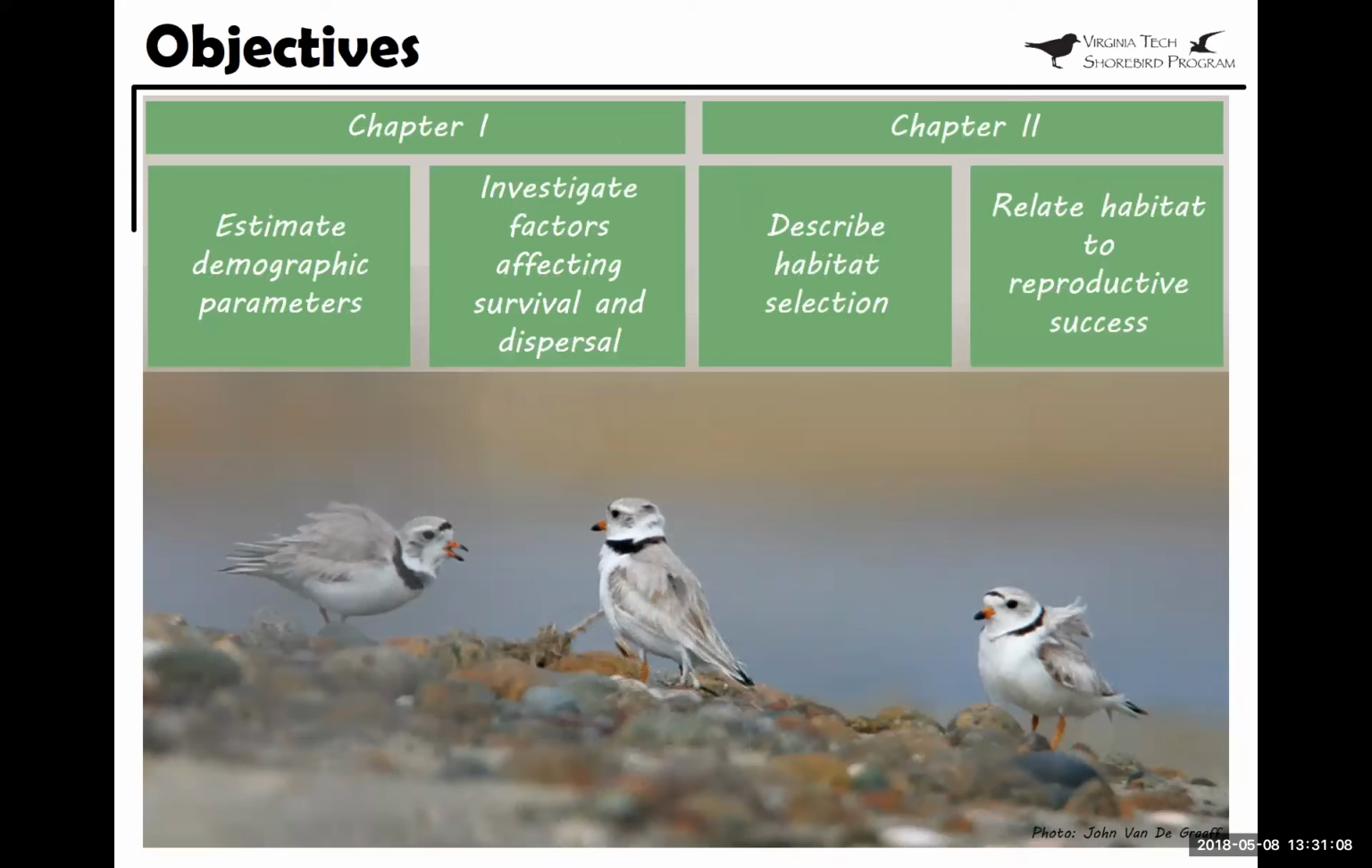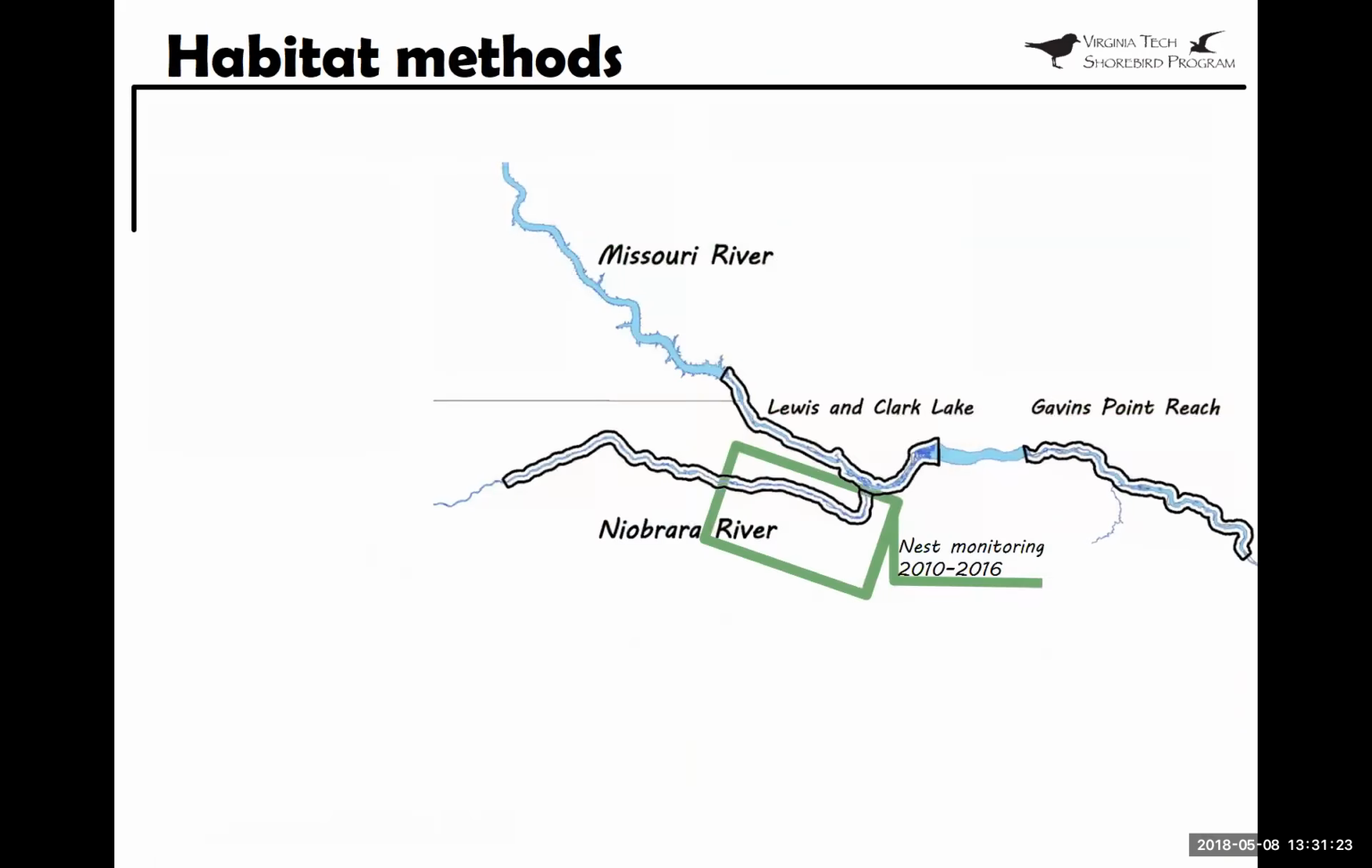Okay, so having established those demographic rates and finding that they are affected by river flow and habitat availability, we can go into more depth into habitat selection on the Niobrara and see if the habitat features are related to reproductive success. In this chapter, we're narrowing our scope to just the area of the Niobrara that was monitored from 2010 to 2016 by Virginia Tech and the Park Service, where the Park Service has noticed a population decline since 2010.